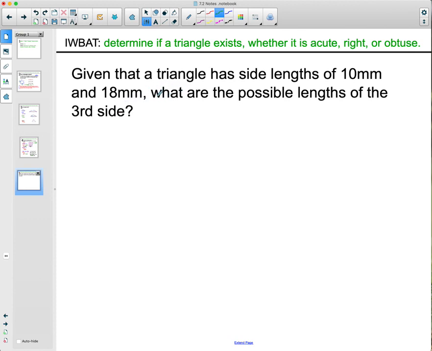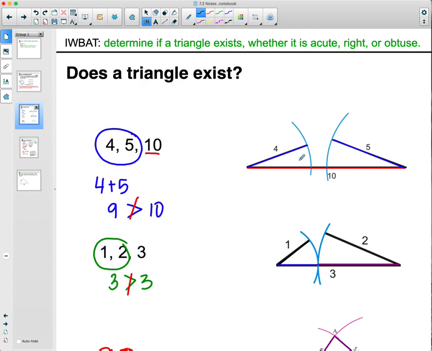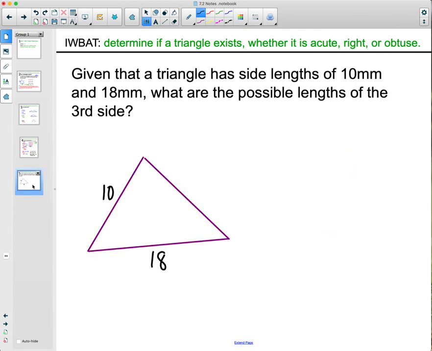Given a triangle has side lengths of 10 and 18, so we have a triangle. So let me just draw a triangle in here of 10 and 18. What are the possible lengths in order for a triangle to exist of that third side? So we can't actually find the exact value, but we know it can't be too big or too small. Otherwise, we'll have something like this where the sides don't close.